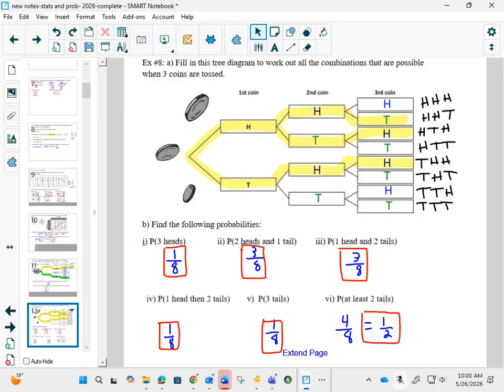At least 2 tails. I'm going to take out my purple marker and talk about at least. What does at least mean? You could have 2, or you could have more. You could have 3. So does it make sense that I circle this one? This one has 2 tails, this one has 2 tails. No. Yes. No. No. No. How many did I circle? 3, 4. 4 out of the 8, which reduces to 1/2.